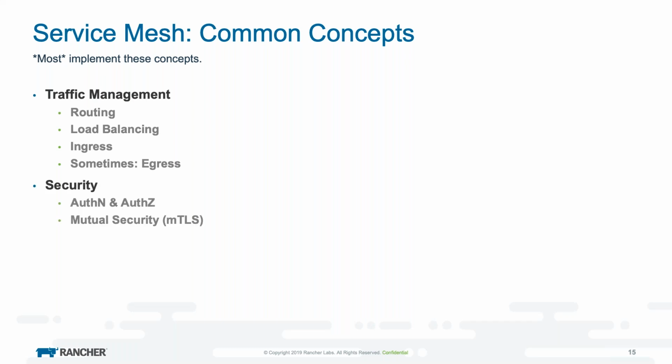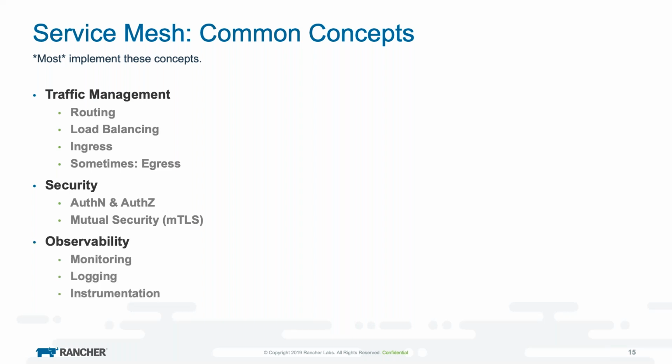Most meshes are going to implement some level of security. So we're certainly going to have authentication and authorization probably as a part of a mesh. So making policy decisions based on who and why. And then most meshes are going to implement some sort of mutual security, which typically takes the form of MTLS. So verifying that both parties in a conversation are who they say they are. The client verifies the server and the server verifies the client.